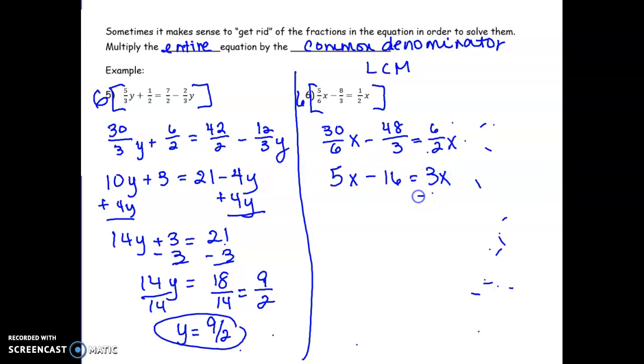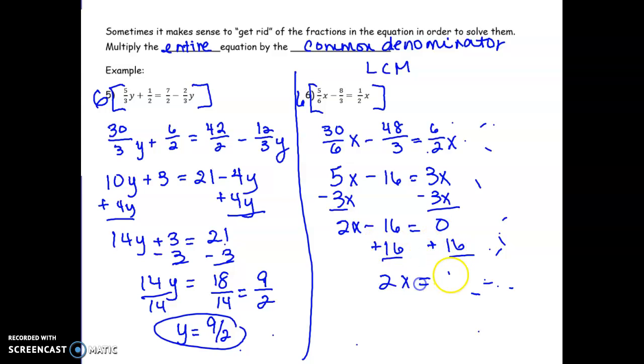I'm going to subtract 3x from both sides. When I do that, I have 2x minus 16 equals 0. Now I add 16 to both sides. 2x is going to be equal to 16, and so when I divide by 2, my x is equal to 8. Okay, thank you very much.